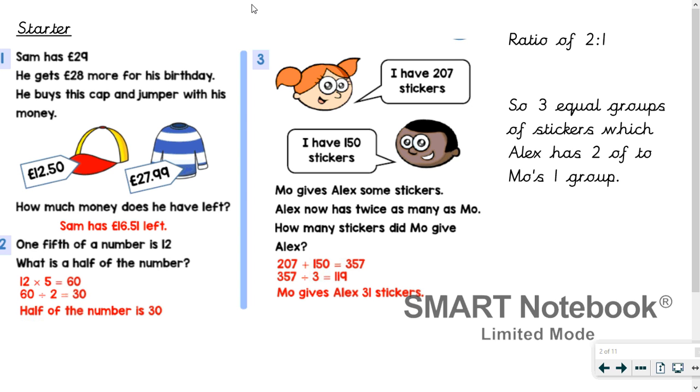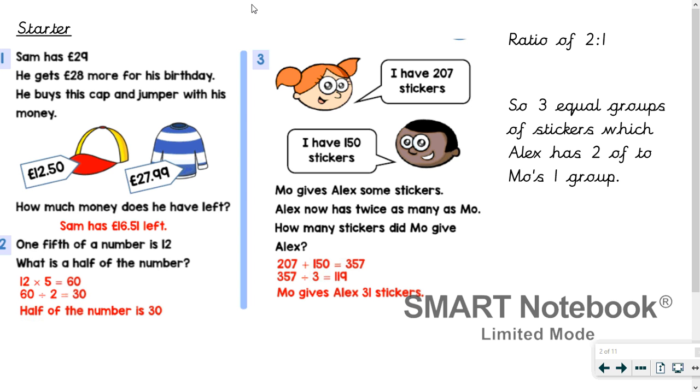Ooh, it looks horrible as a question, but it's doable. Alex has 207 stickers, Mo has 150. So we need to find out how many stickers they've got in total. So 207 add 150 equals 357 stickers. Then the ratio of 2 to 1. So that 357 is going to be split 3 ways. Alex is going to get 2 parts, and Mo is going to get 1 part. So 3 equal groups. Alex gets 2, Mo gets 1.